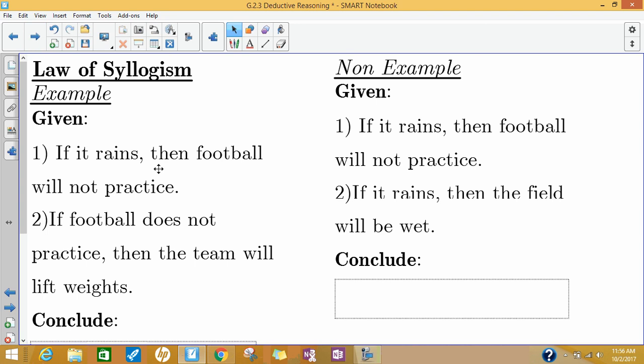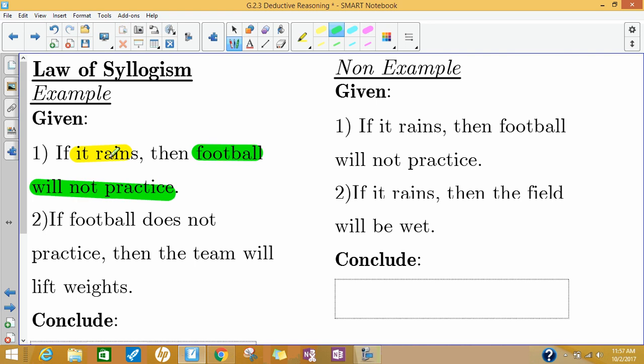So let's try an example of syllogism. Again, this is where I have two conditional statements. So again, I'm giving you an example that works, and I'll give you an example that doesn't work. So I have my football rating example again, to be consistent. So there's my hypothesis, it rains. Football will not practice is my conclusion.